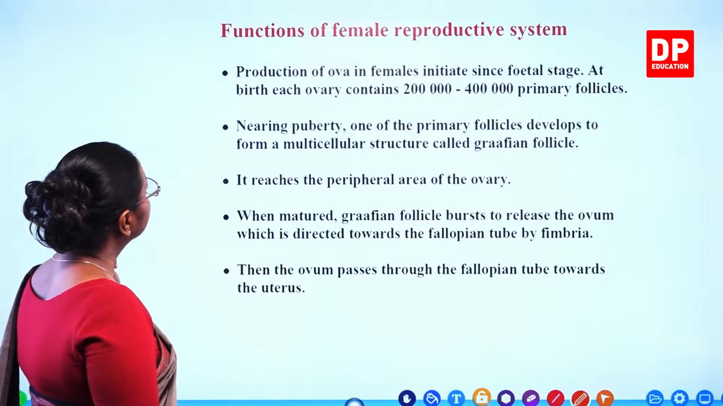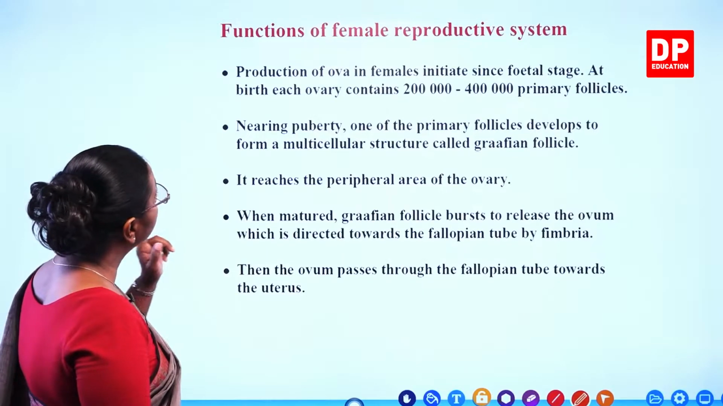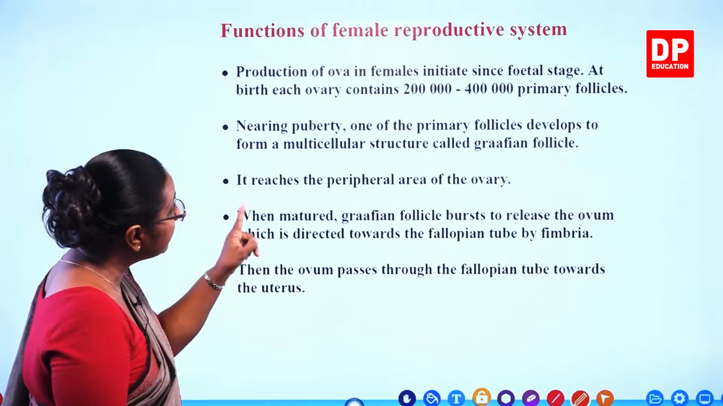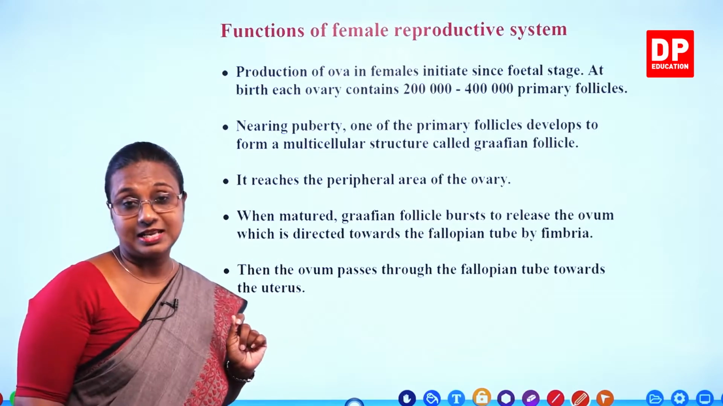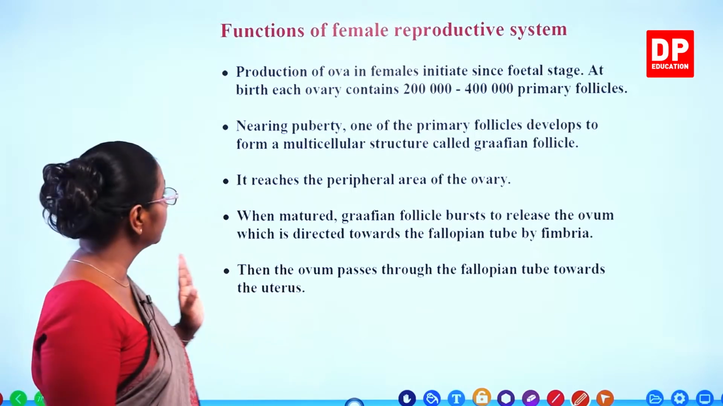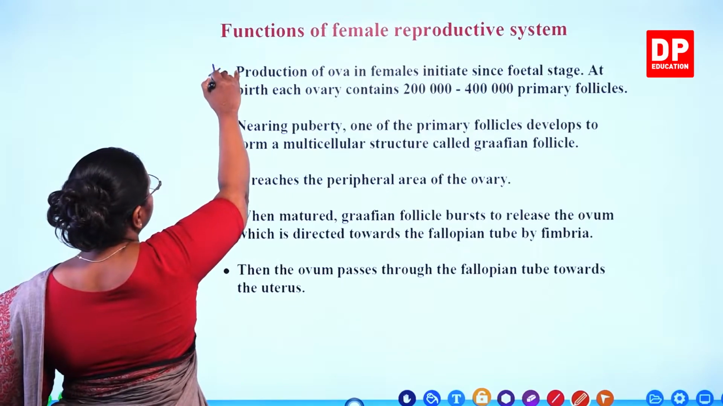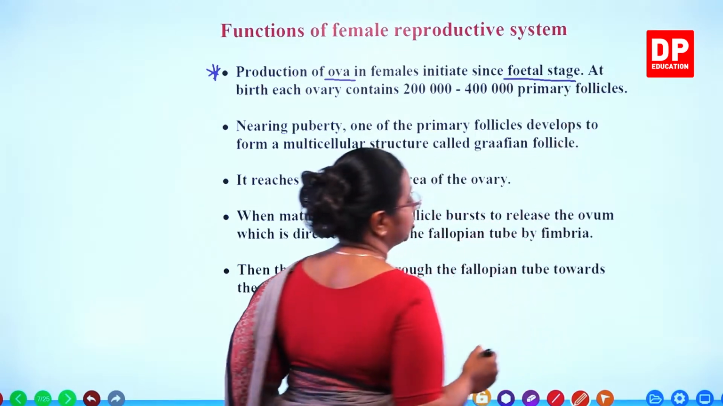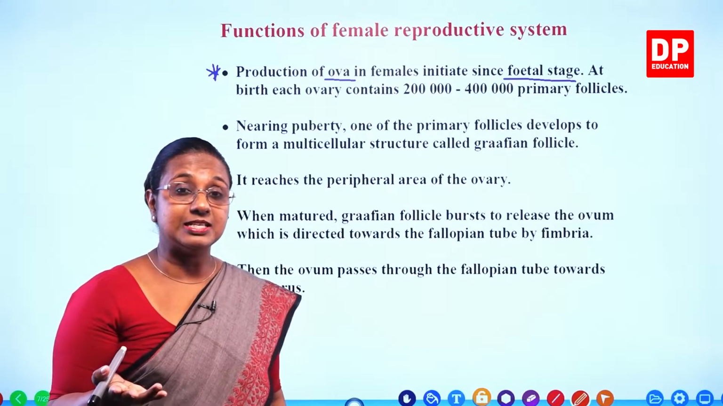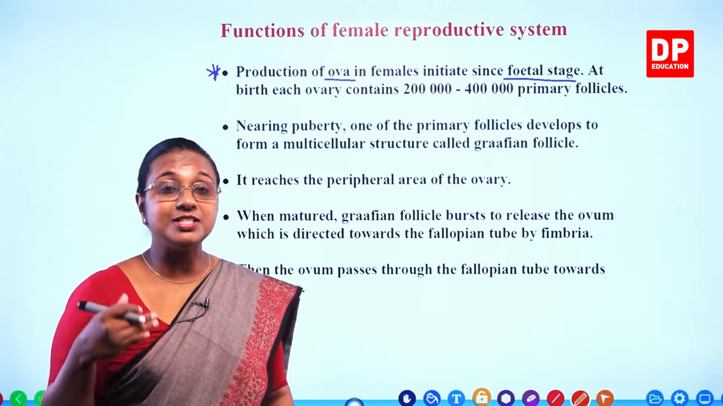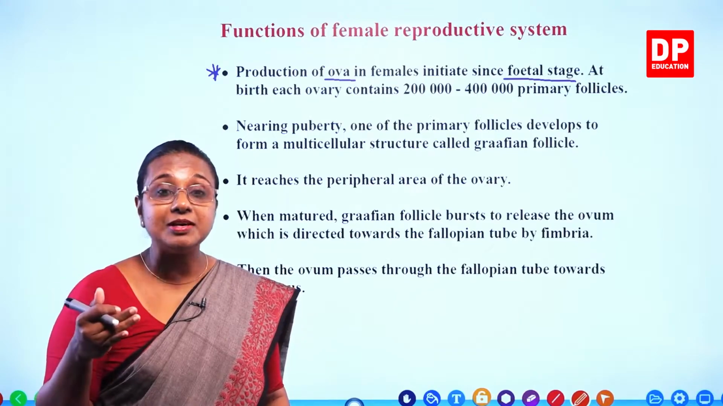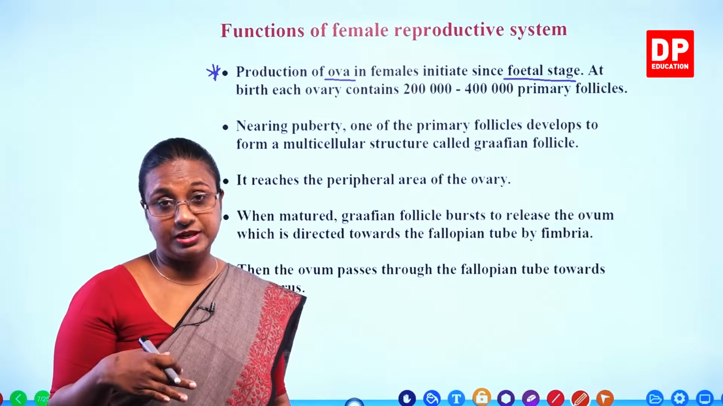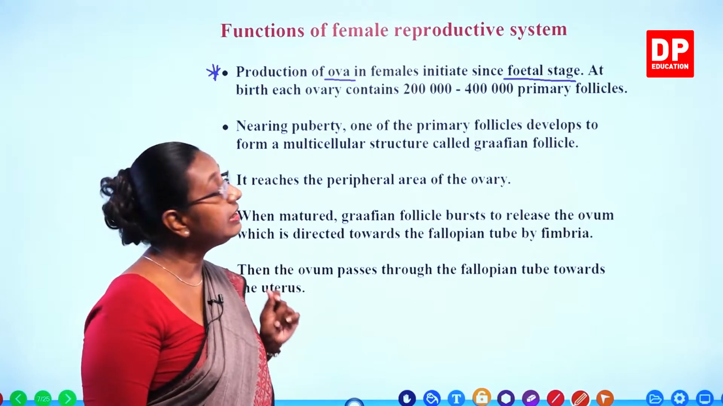So if we look at the functions, production of ova in females initiates since the fetal stage. I have explained that also before. So production of ova actually initiates in the fetal stage. You all know what a fetal stage is. The stage in which the baby is still developing inside the mother's uterus. So that is the fetal stage.